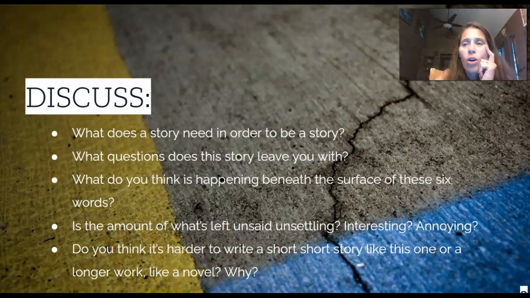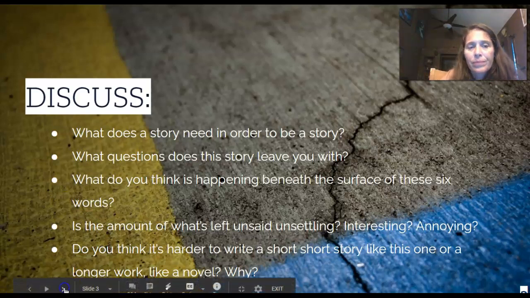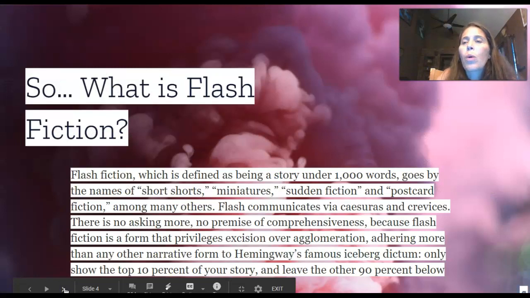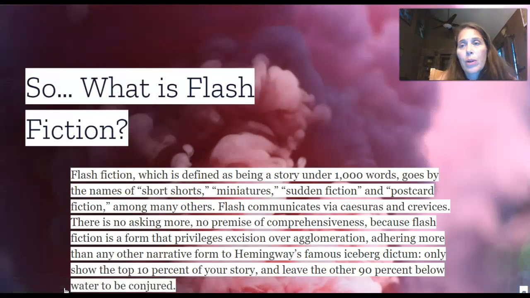So is it harder to write a story like this or a longer work? What are your thoughts on that? So what is flash fiction? I told you that's what we're going to be learning about today. So flash fiction is defined as being a story under 1,000 words. It goes by the name of shorts, miniatures, sudden fiction, postcard fiction, among many other names.